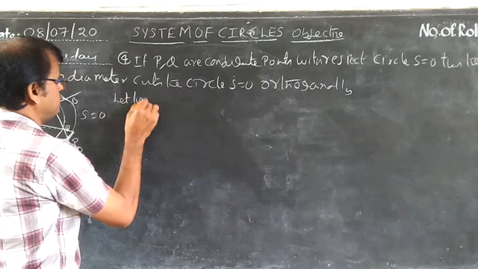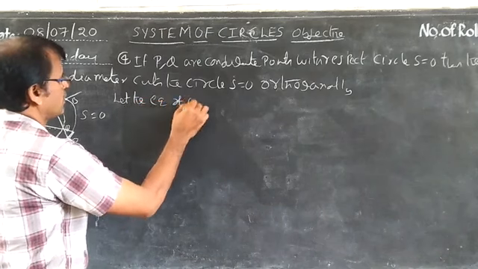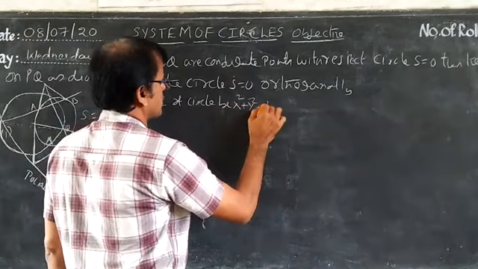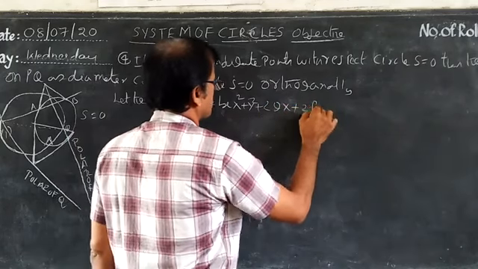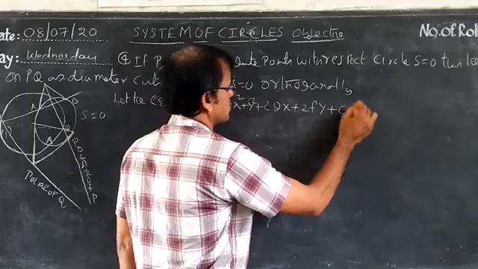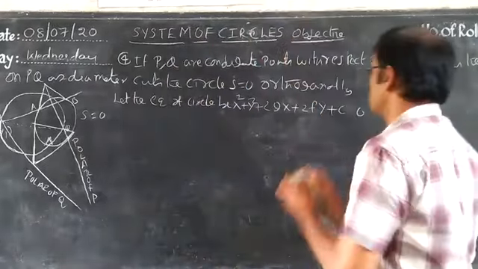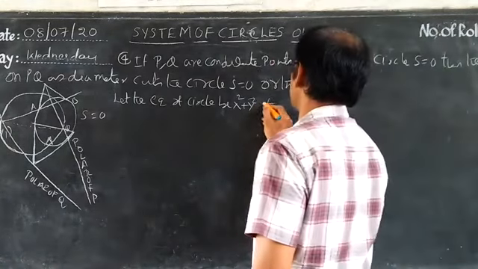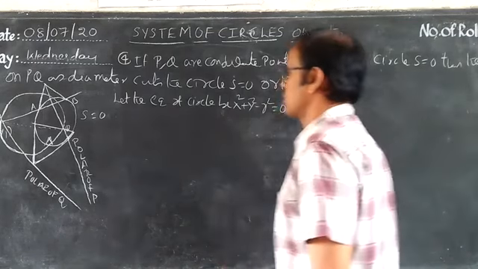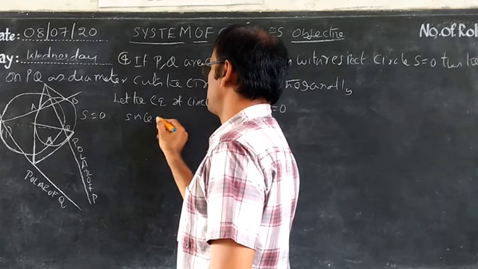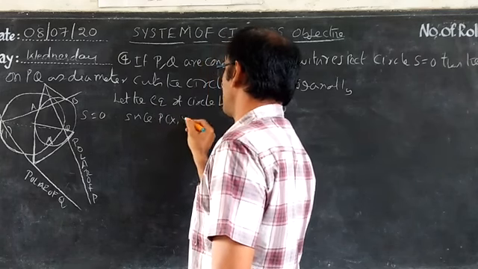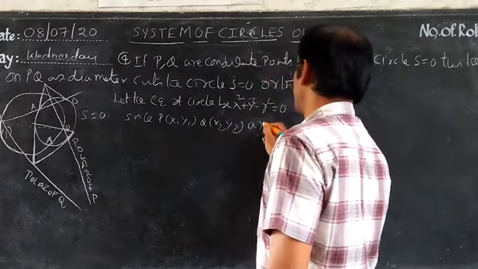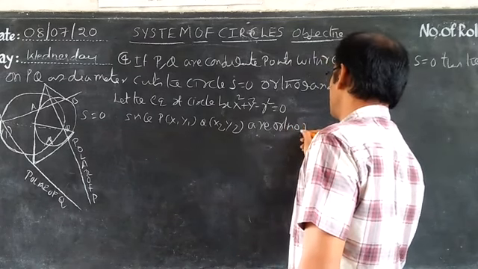Let the equation of circle be x square plus y square plus 2gx plus 2fy plus c. No need, better to take a simple circle. So the easy method: let the equation of circle be x square plus y square minus r square equal to 0. This is better. Since P(x1, y1) and Q(x2, y2) are conjugate.